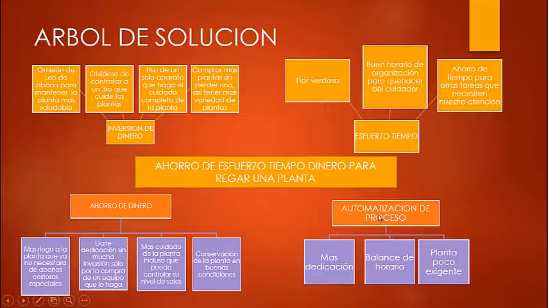Process automation. The first square says more dedication makes plants flourish, using a machine with programming for a specific task. The second square, balanced schedules, more planning of things which makes a good organization and a better care schedule.